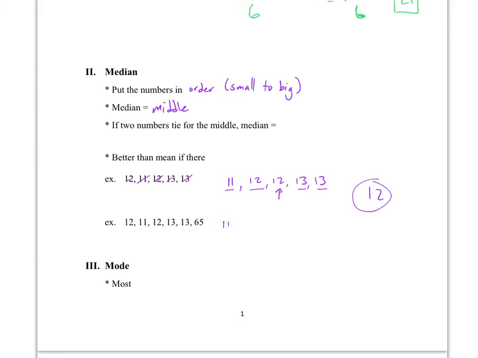So again, 11 is my smallest number. And then 12, and another 12, 13, and 13, and 65 is my last number. So now I go here, here. Uh-oh, I ended up with 2 numbers there. So that's where my next star comes in. If 2 numbers tie for the middle, the median equals the average of those numbers.